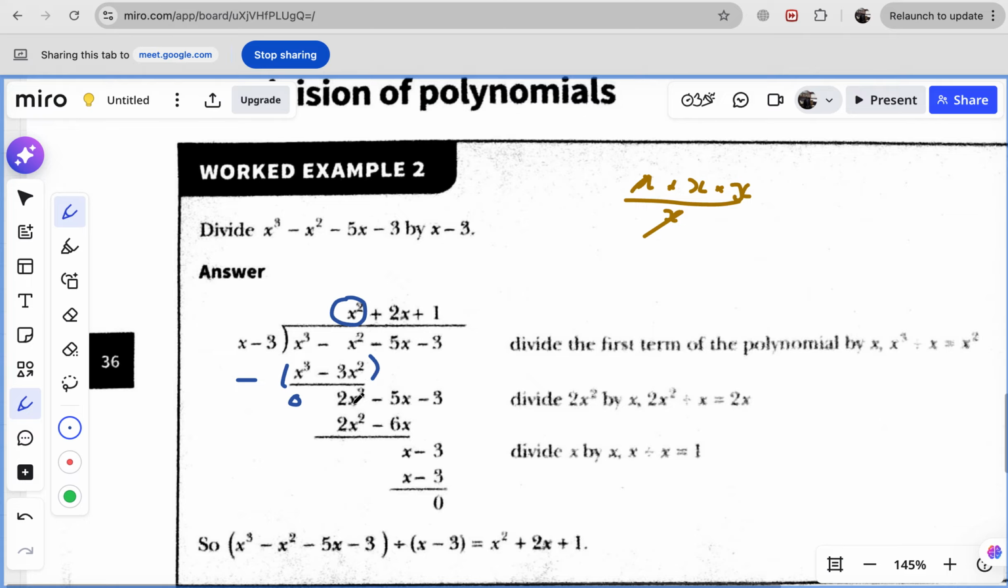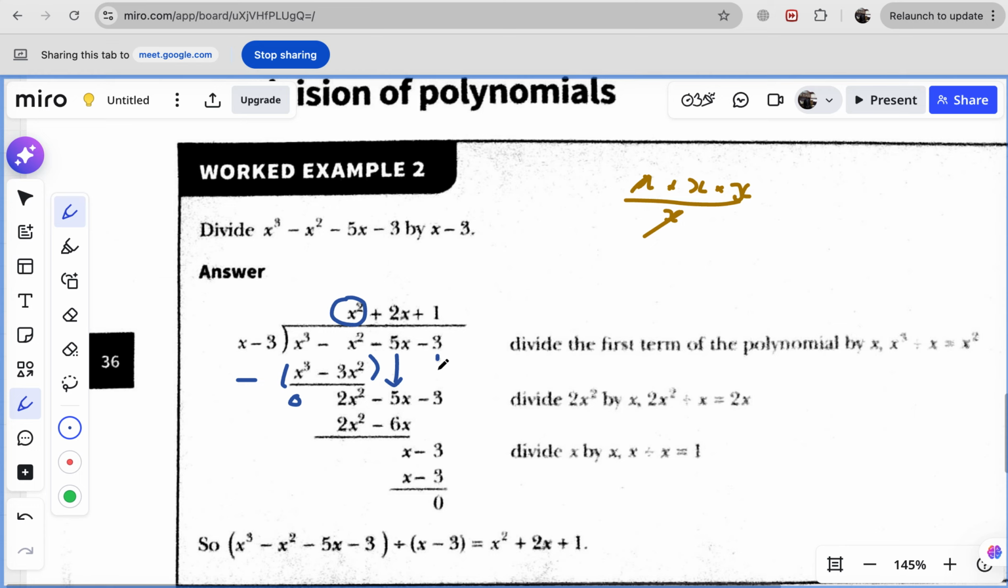This minus and this minus makes this one to be plus. It's plus 3s squared. Minus s squared plus 3s squared, you get 2s squared. That's how we got 2s squared here. When you reach here, you bring this one down to it.